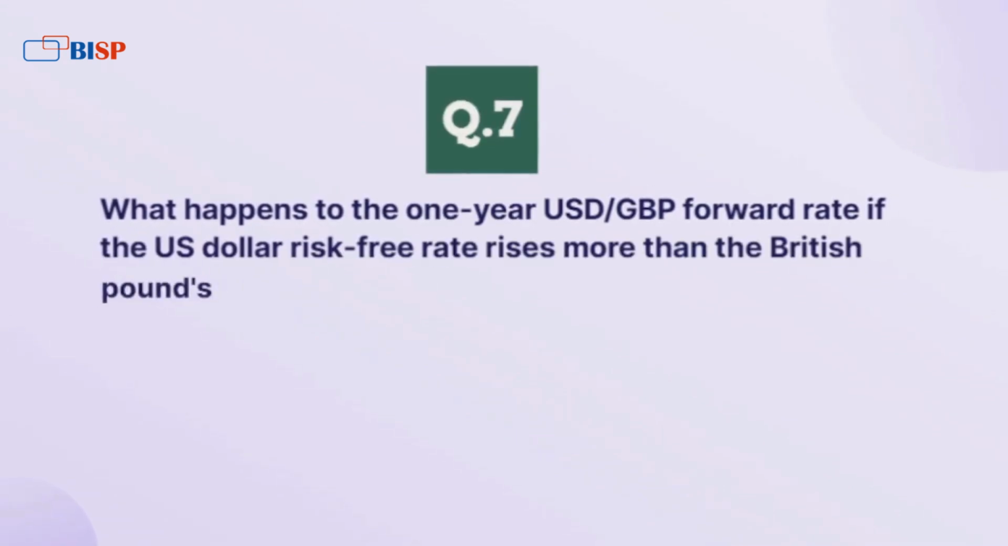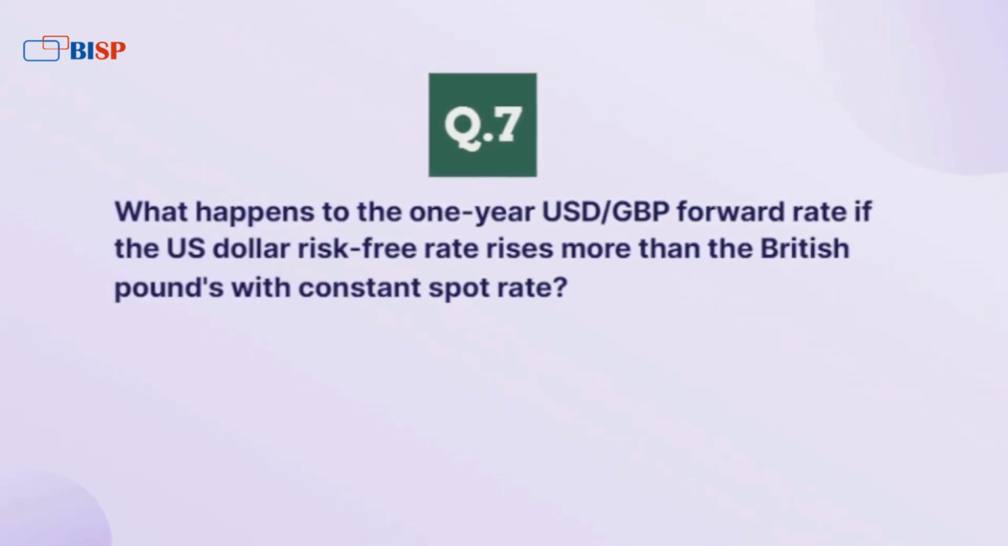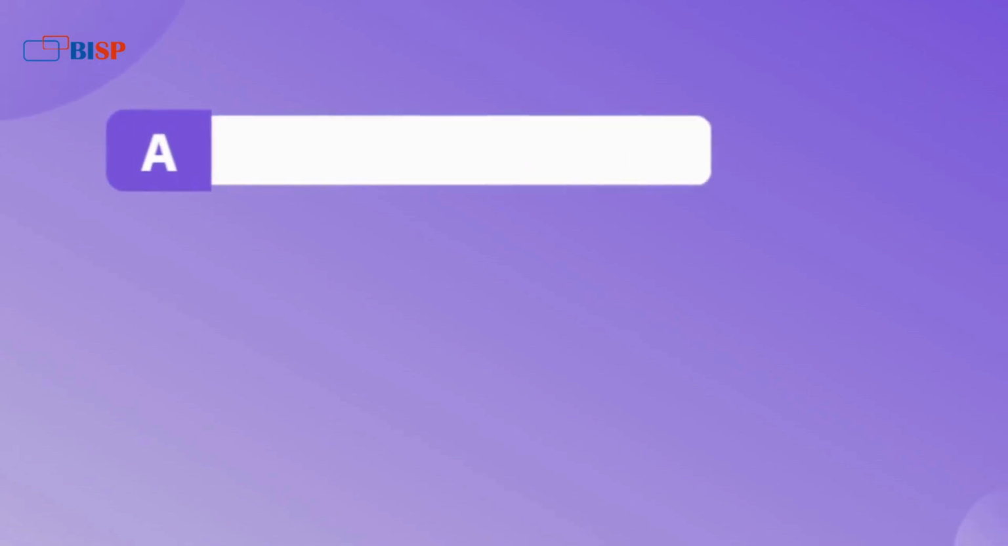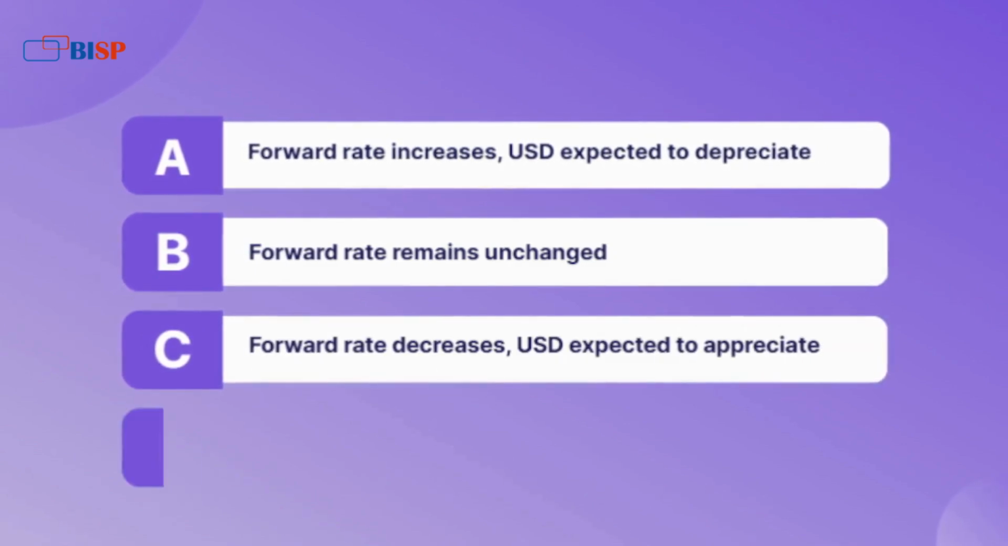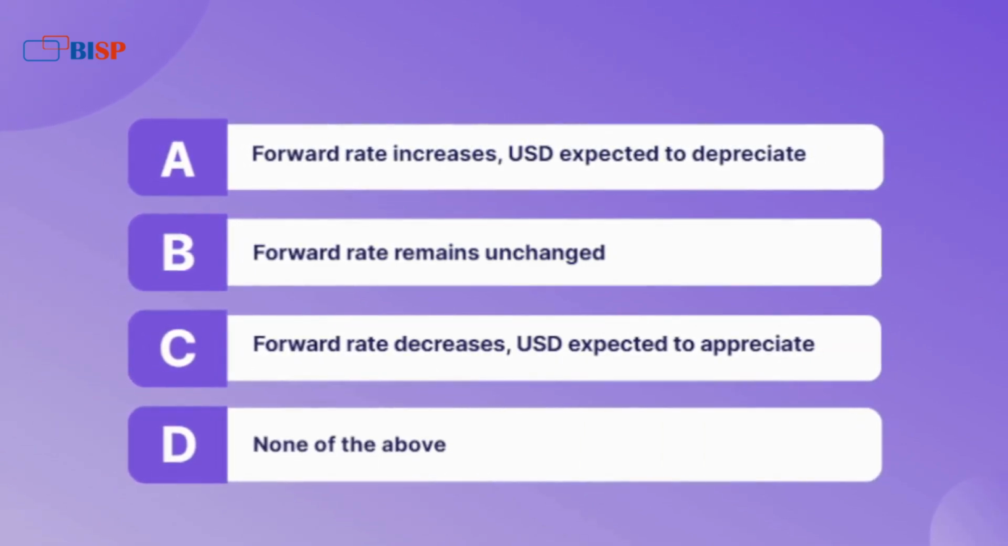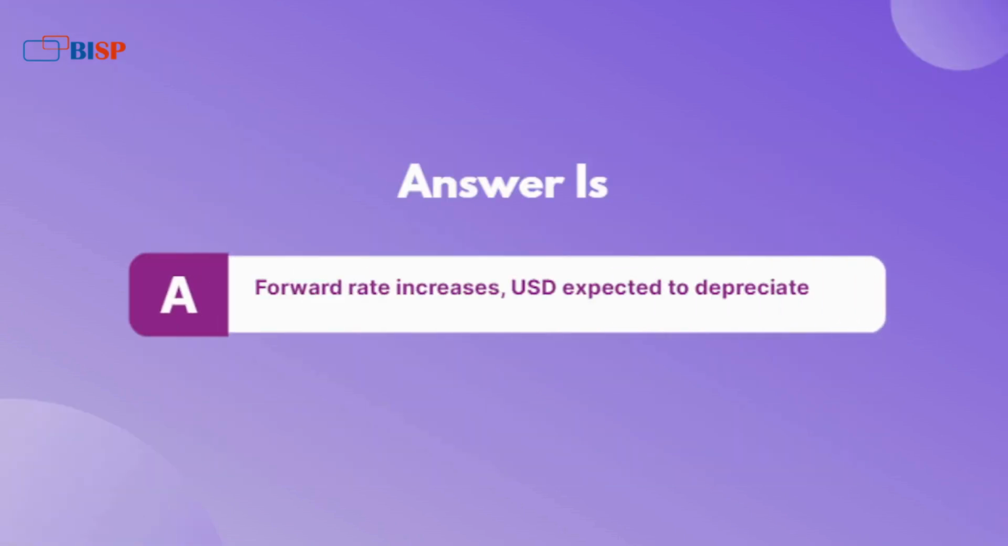What happens to the 1-year US dollar to pound sterling forward rate if the US dollar risk-free rate rises more than the British pounds with constant spot rate? A. Forward rate increases, USD expected to depreciate. B. Forward rate remains unchanged. C. Forward rate decreases, USD expected to appreciate. D. None of the above. Answer is A. Forward rate increases, USD expected to depreciate.